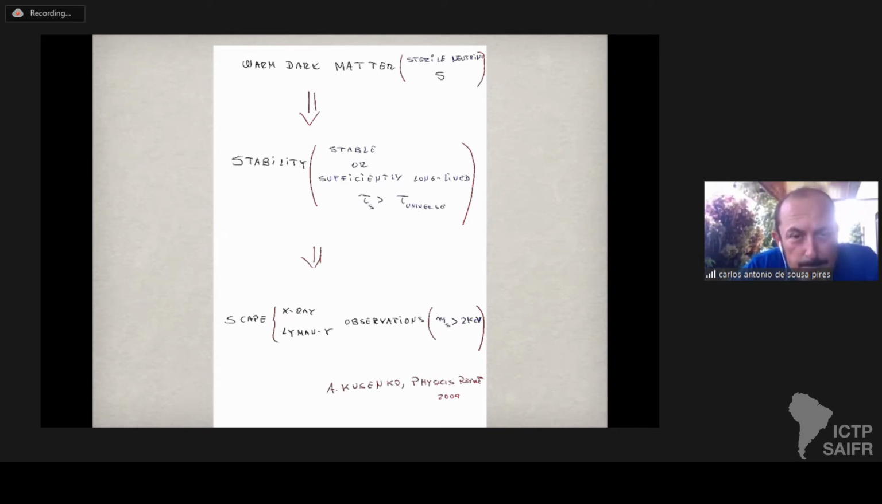This is possible because the sterile neutrinos, which are right-handed neutrinos, are involved in the type 1 seesaw mechanism. You know that from the three right-handed neutrinos, only two are necessary to generate small masses for the active neutrinos. There are also observations of X-ray and Lyman-alpha. You can escape from these observations by taking the mass of the sterile neutrino above 2 keV. That's sufficient.